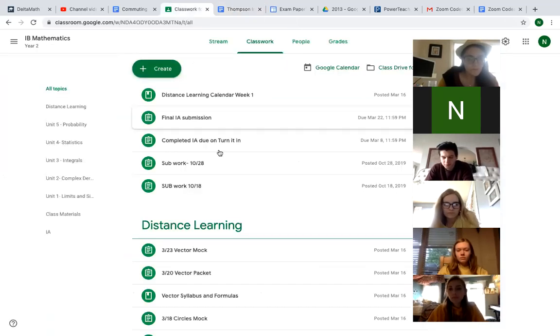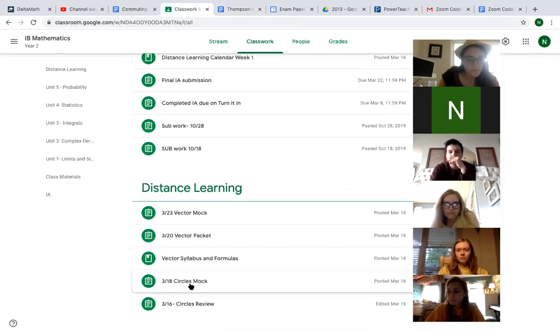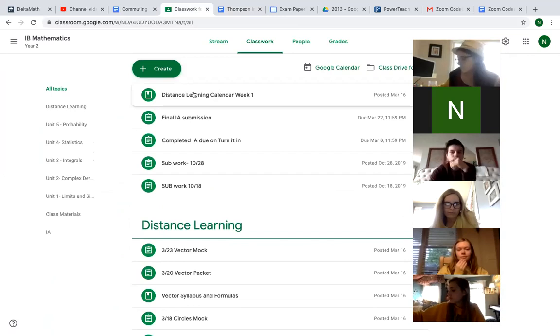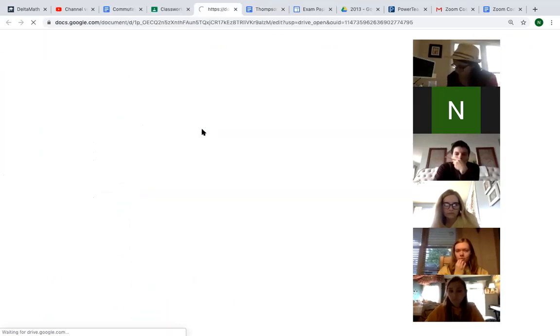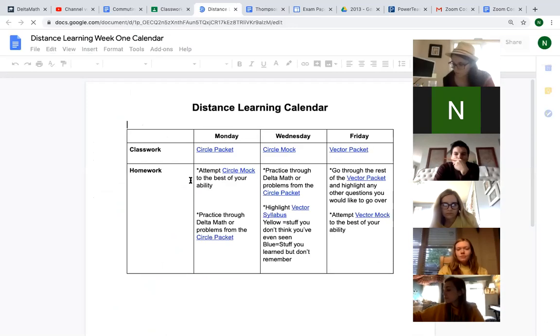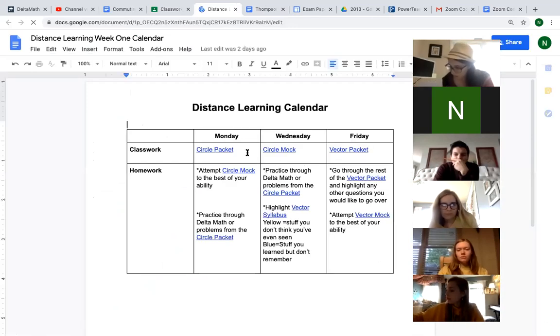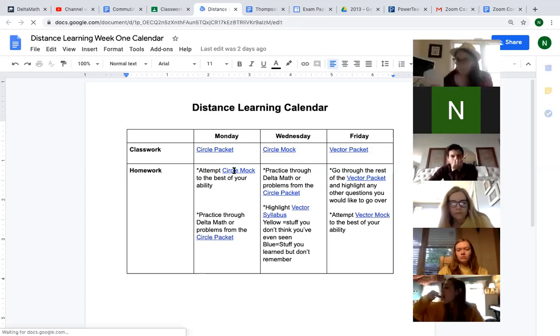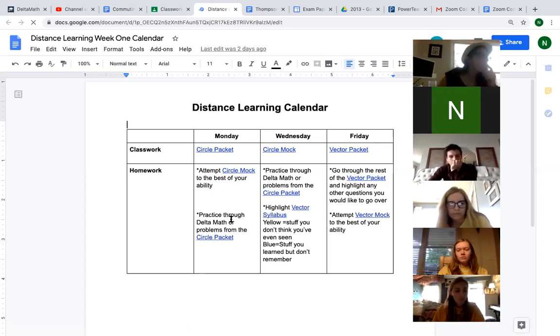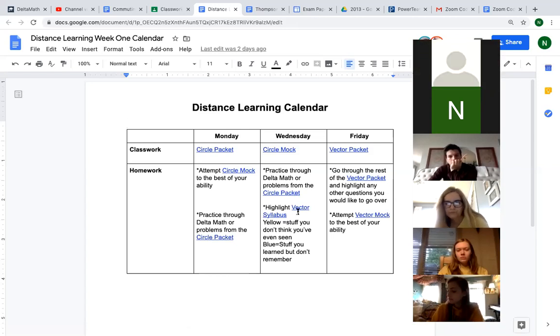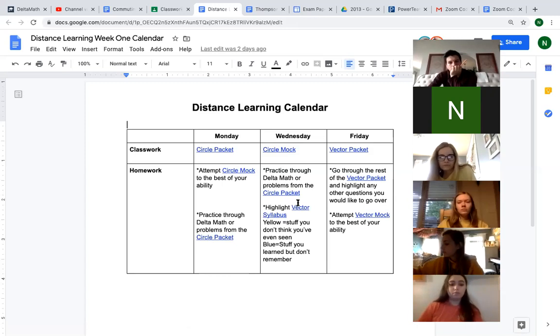But then on classwork, today we're going to be doing 318, the circles mock. I also put this distance learning calendar week 1. It has the links to all of the assignments, just so you know what we're doing. Monday, for those of you that were here, we did the circle packet. I wanted you to try what you could on the circle mock, and then I gave you practice on Delta Math. Today we're going to do the circle mock, and then you can practice with Delta Math or problems from the packet from yesterday. Then I want you to highlight the vector syllabus. You just click on it and it'll take you to the vector syllabus. I tried to make it as straightforward as possible.